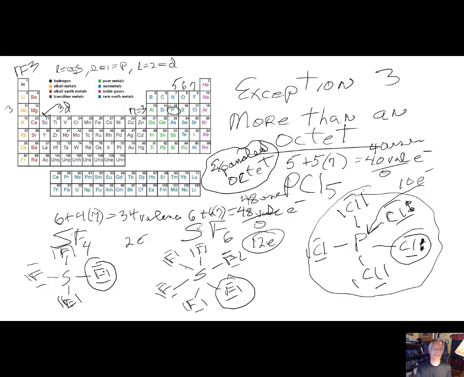Well, they can't go on fluorine. Fluorine can handle a max of 8. They have to go on the central atom, which is sulfur, and that's okay because it's at n equals 3. So sulfur can handle the extra 2 electrons. So I have 10 electrons on sulfur, and I have an expanded octet. I've broken the octet rule, which is exception 3, more than an octet on the central atom.